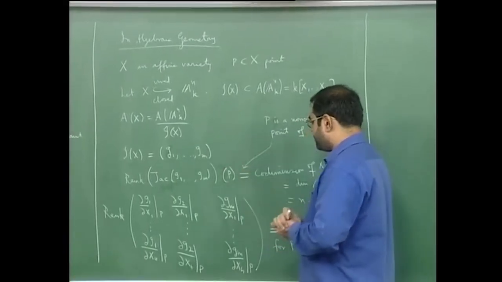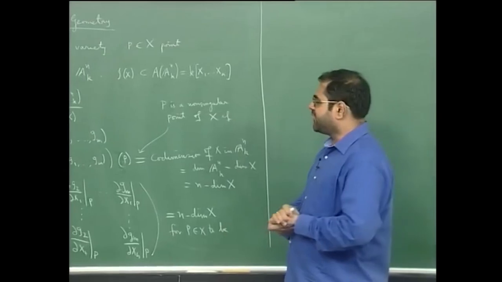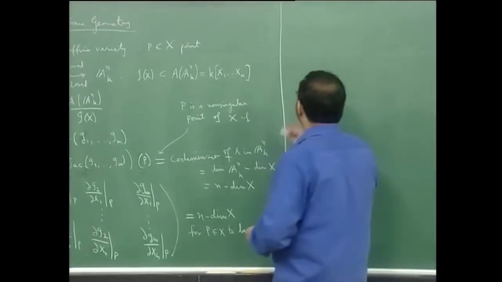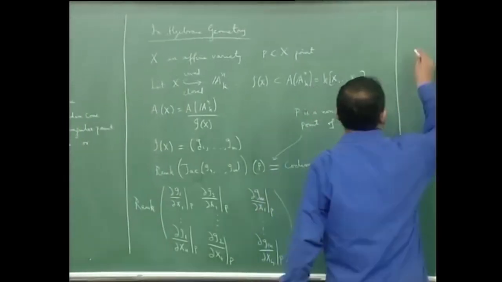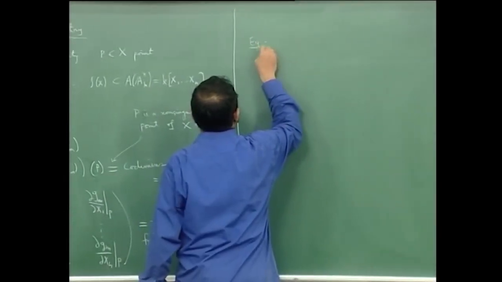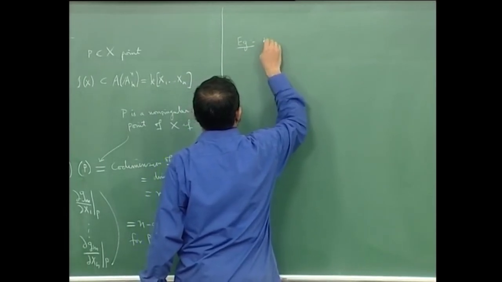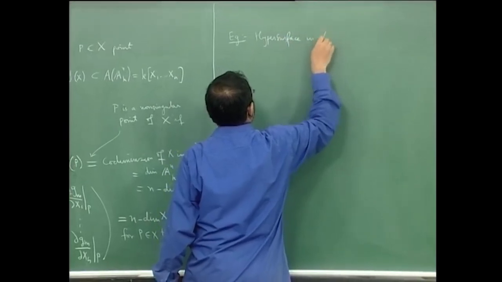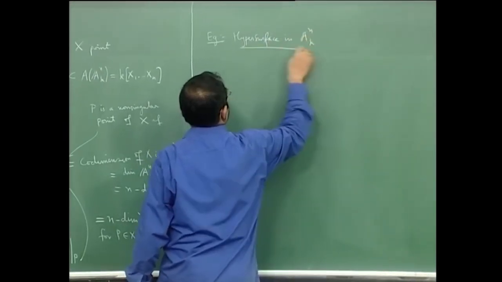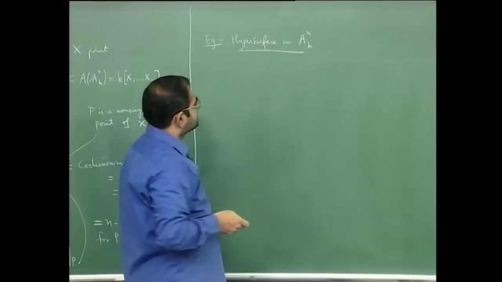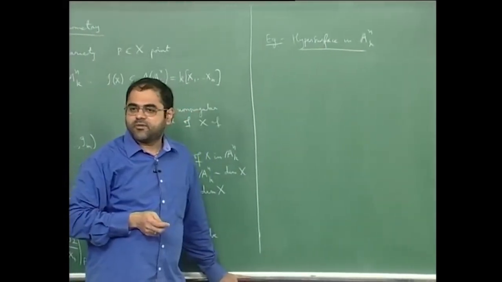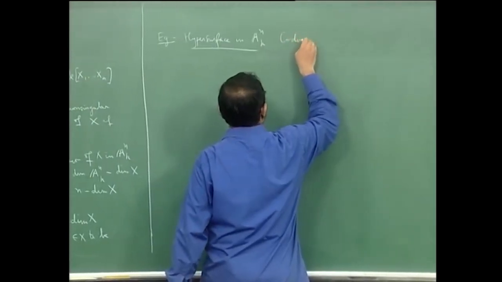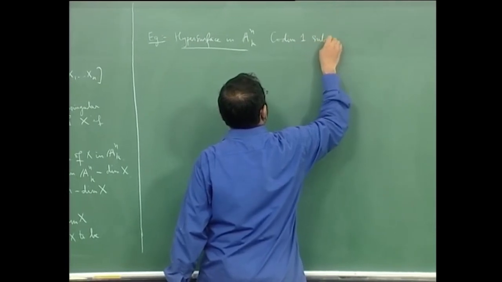Now this definition looks a little involved, okay, but the advantage of this definition is that you can do some calculations, okay. So for example, if you want to apply it, let me take the example of a hypersurface in An, okay. What is a hypersurface? It's a codimension 1 subvariety of An.